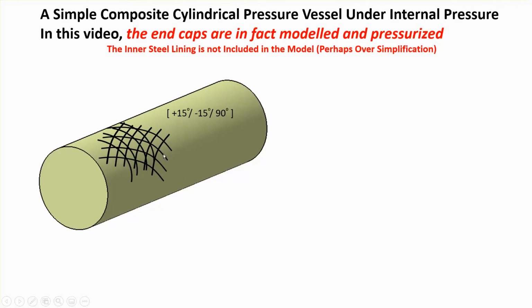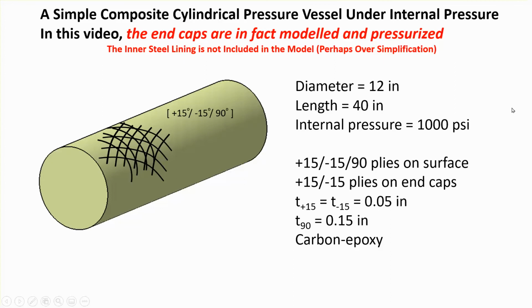Here's my geometry, same geometry that I had before. It's three plies or laminas on the cylindrical surface, and on the sides, you have only two plies, 15 and minus 15. The thickness of the 15 and minus 15 degree plies is 0.05, and the one for the 90-degree ply is 0.15. It's made of carbon epoxy.